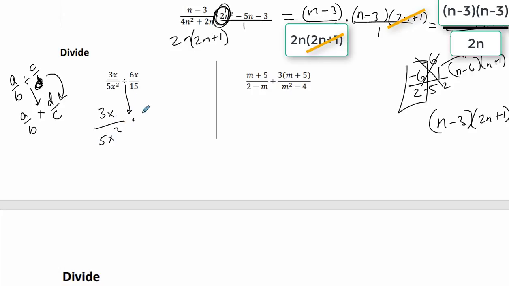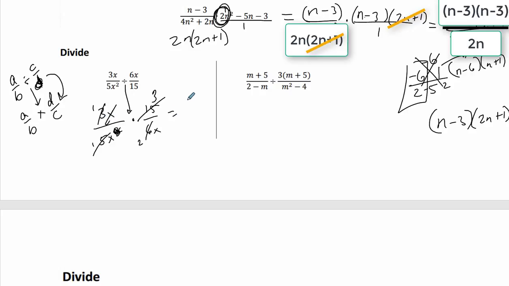Change to multiplication, and then flip 15 over 6x. Do not cancel out before you flip. Okay, you can't do that. So now let's cancel. X and 2 goes away, that's gone. 5 and the 15, this becomes a 3 and this becomes a 1, because I divided them by 5. This 3 becomes a 1 and this 6 becomes a 2 because I divided them by 3. Diagonally, you can do that.